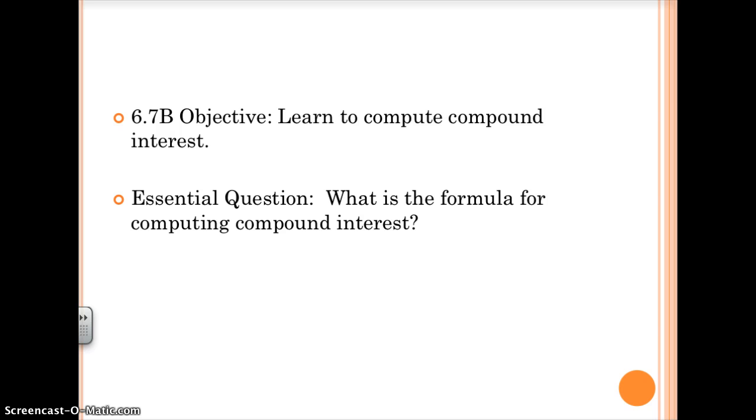Chapter 6, Section 7, Standard B. The objective is to learn to compute compound interest. Our essential question: what is the formula for computing compound interest?